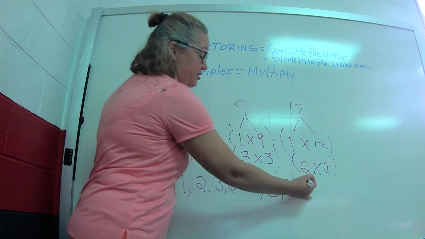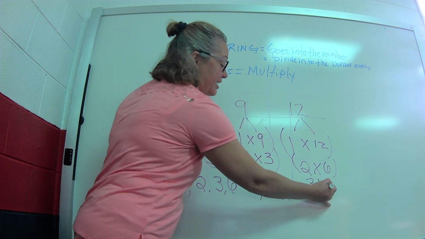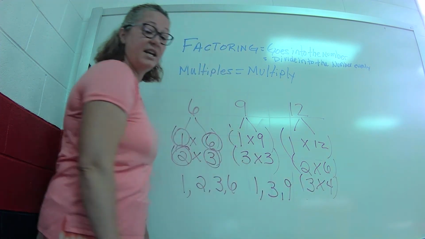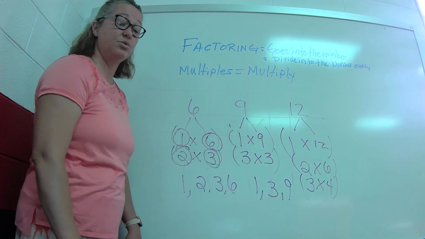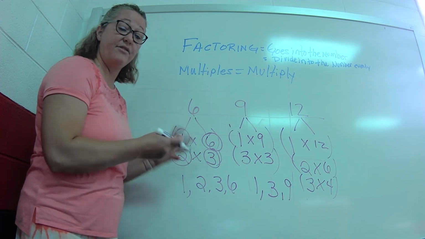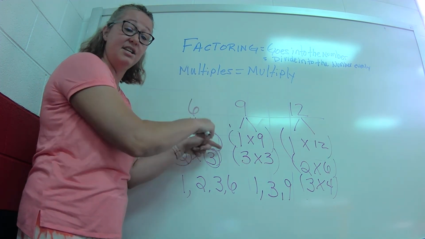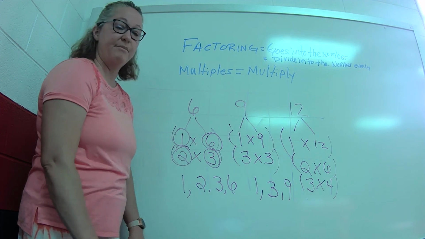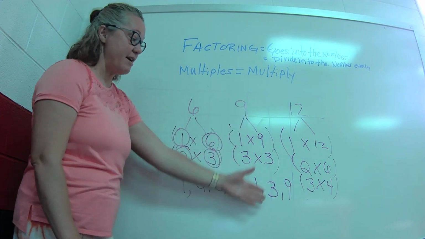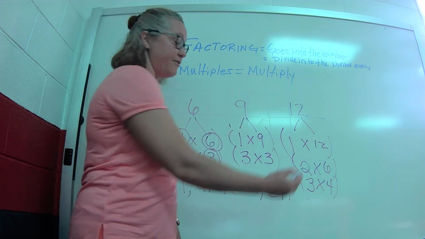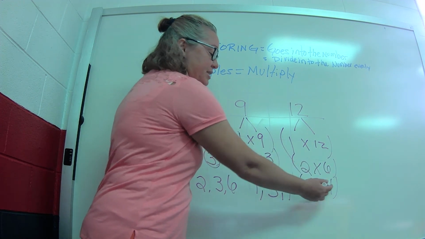3 also goes into 12. 3 times 4. Do we have any other pairs that will factor into 12? That goes into the machine. 12 is our machine. We're putting things into the machine to make that machine work. All right, so we have factored this out in our pairs. We have 1 times 12, 2 times 6, and 3 times 4.